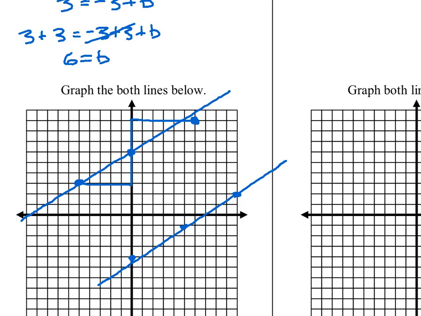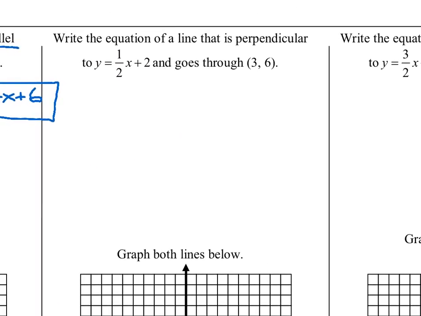All right? Pretty easy, considering if you could do what we did yesterday and what we did 2 days ago. This is really just combining those two ideas together. All right, so this one says to write the equation of a line that is perpendicular to y equals 1/2 x plus 2 and goes through 3, 6. So focus in here on the idea that this one is perpendicular. What is the slope of this line going to be that we need to write?